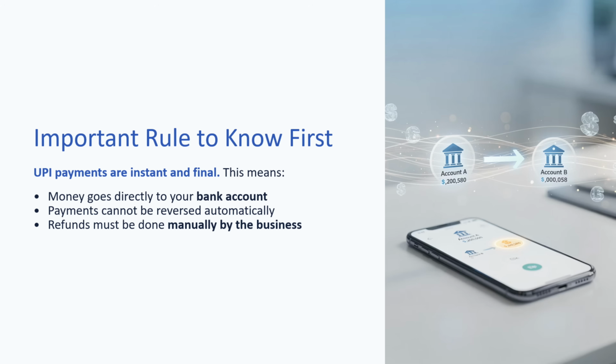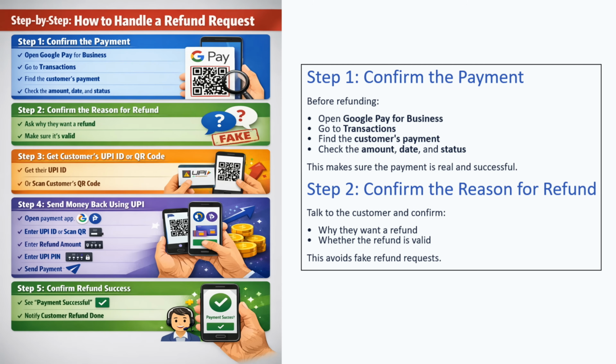You have to understand the important rule first. UPI payments are instant and final. This means money goes directly to your bank account. Payments cannot be reversed automatically. Refunds must be done manually by the business. Now we will see how to handle a refund request.